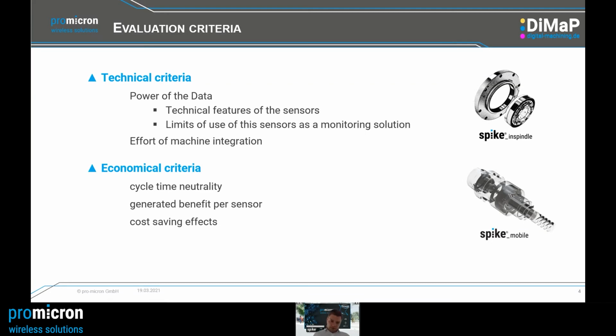On the other side, the economical criteria is pretty simple, but sometimes they are not really discussed, and we face the need of the market to really get high productivity and to use every second. That's why cycle time neutrality, generated benefit per sensor, and the cost saving effect are topics which can be used as criteria to select a specific sensor solution for monitoring.